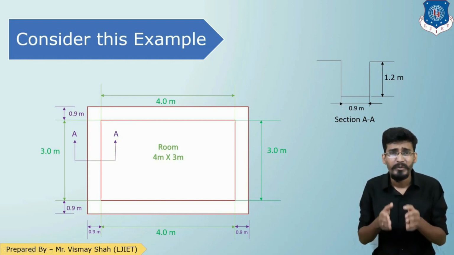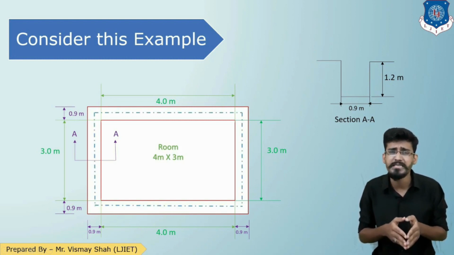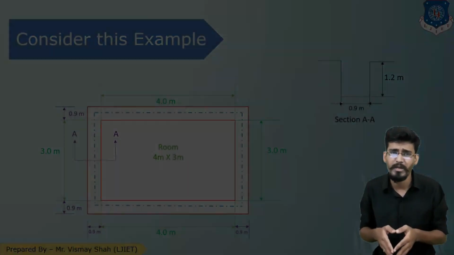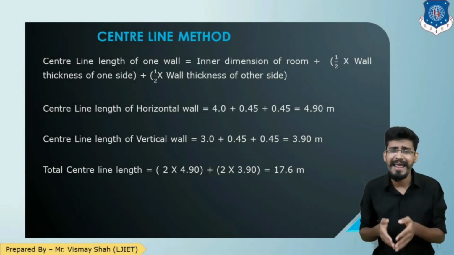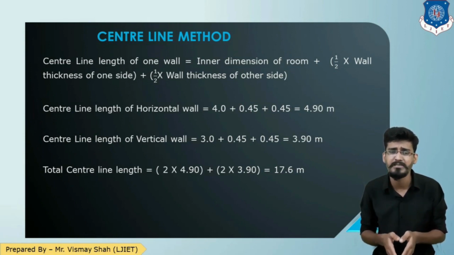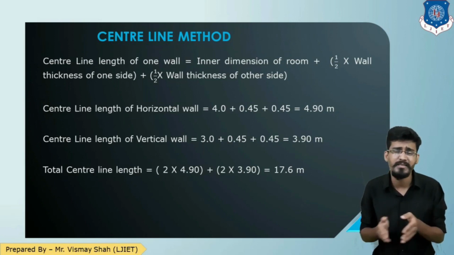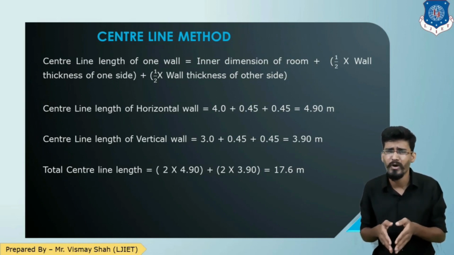Now here we need to calculate the quantity for the excavation. So for the quantity of excavation, first we need to work out the total centerline length. Let us start with our formula. As you know, the centerline length equals the inner dimension of the room plus half thickness of one side plus half thickness of the other side. Now here the wall has the same thickness on both ends, so the centerline length will become the inner dimension of the wall plus one width.